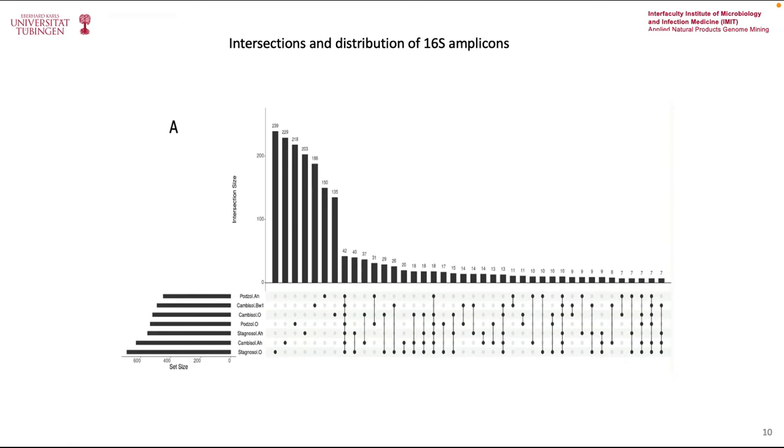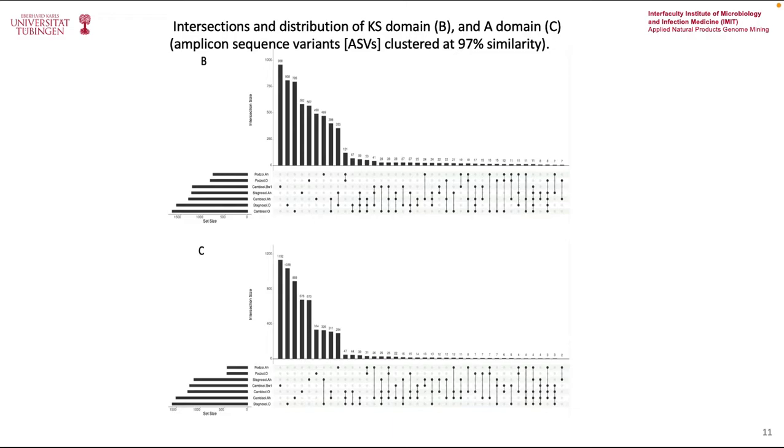In order to disclose any overlap between the different soils, we compared the 16S as well as KS and A domain amplicons in the different samples using upset plot. This analysis revealed that there was an overlap of 42 16S amplicons across all the 7 samples. No such degree of sequence similarity was observed for KS and A domains. ASVs of these domains were only conserved between samples of different horizons of the same site.